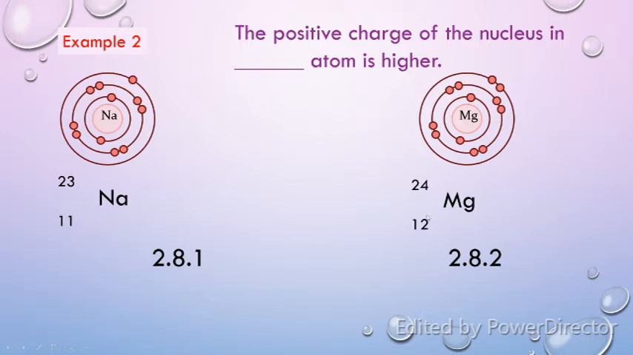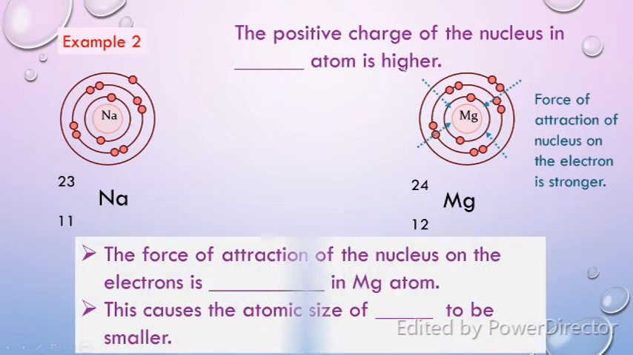Magnesium, right? Magnesium has proton number 12. That's why we say that the positive charge of the nucleus is higher in the magnesium atom. When the positive charge of the nucleus is higher, the force of attraction of the nucleus on the electrons is stronger, and it will pull the electrons closer to the nucleus. This causes the atomic size of magnesium to be smaller.